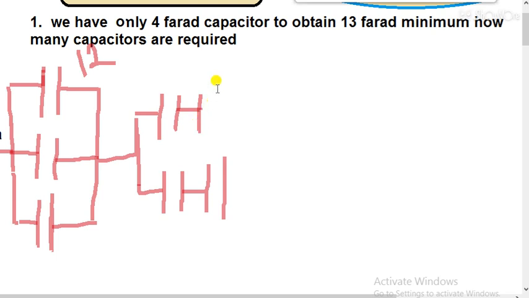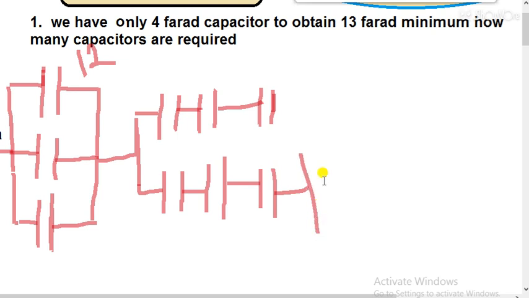So I have connected here some capacitors, like this is 4, this is 4, this is again 4, this is again 4. So if I connect 4 capacitors here, let's suppose I have connected 4 capacitors here, like this one, and 4 capacitors near in this one, 4 capacitors up, 4 capacitors down.